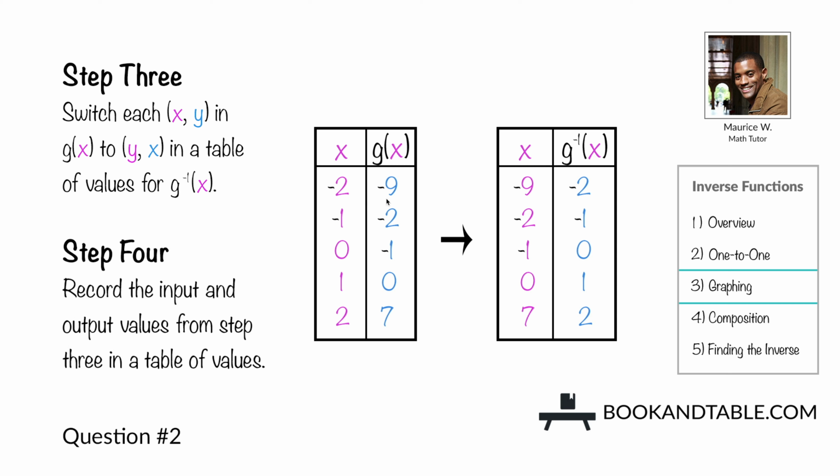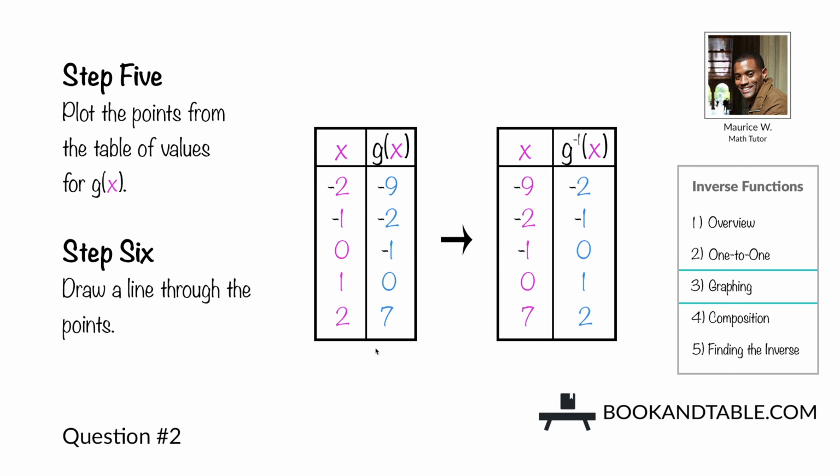So -2, -9 becomes -9, -2. -1, -2 becomes -2, -1. 0, -1 becomes -1, 0. 1, 0 becomes 0, 1. And 2, 7 becomes 7, 2. And now with these two tables of values, we can begin graphing each of these functions.